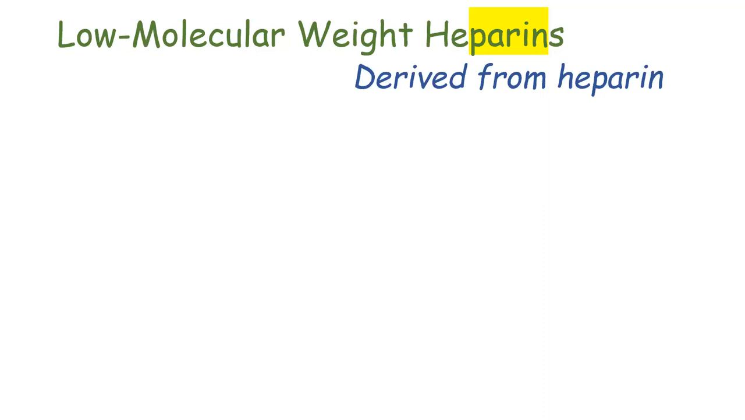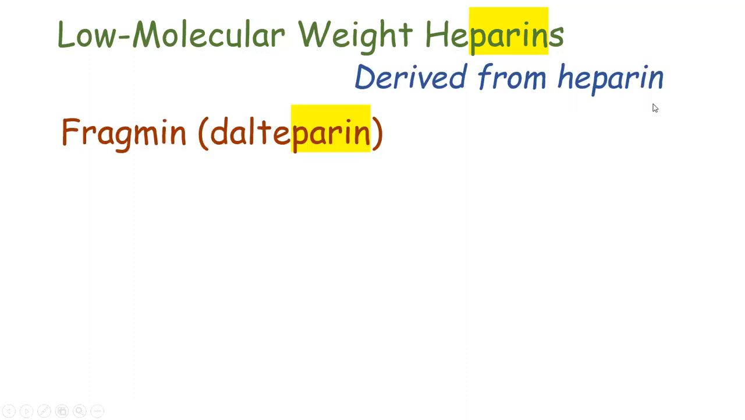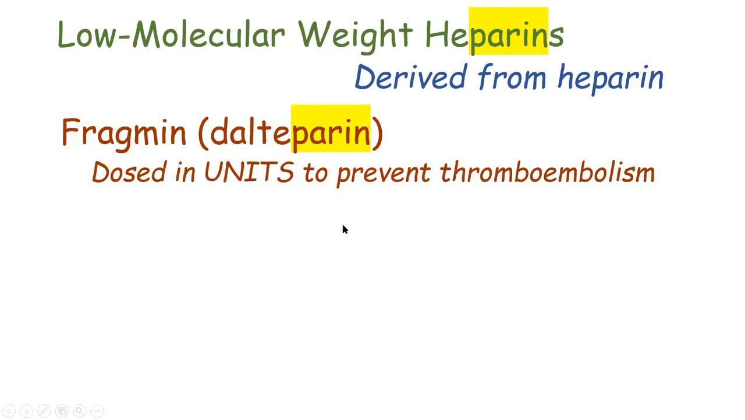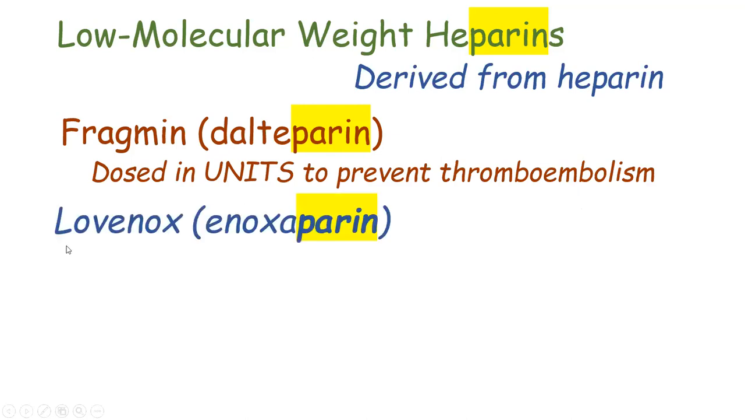In particular, with the low molecular weight heparins, they have them in pre-filled syringes where a patient can take them home from the hospital and self-administer, but they're derived from heparin. And by the way, heparin is actually a substance that's normally made by the human body. We have Fragmin, and if you'll notice, like heparin has PARIN in it, Fragmin has dalteparin. It's dosed in units. It's used to prevent thromboembolism.